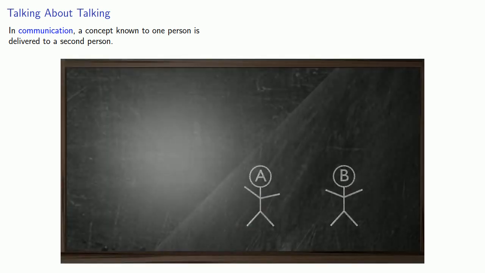Cryptography is part of communication, so let's talk about talking. In communication, a concept known to one person is delivered to a second person. So let's introduce Alice and Bob, who are the main characters in our story of cryptography. And maybe Alice has an idea in her head, a number like 23.